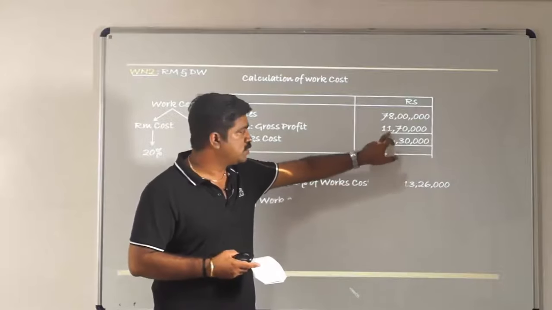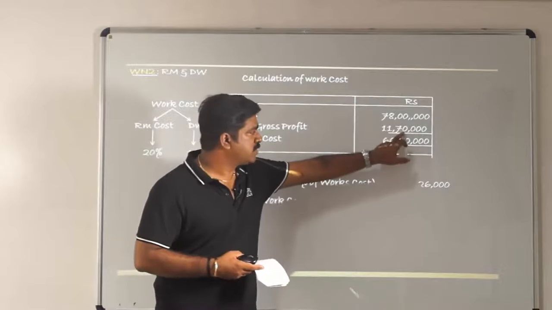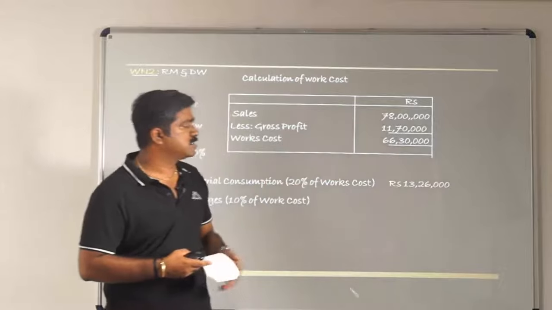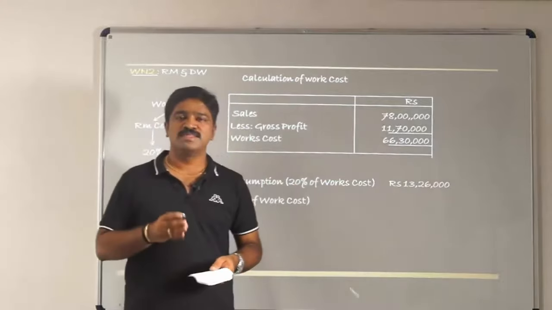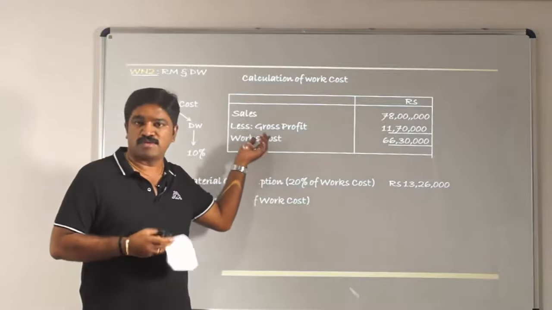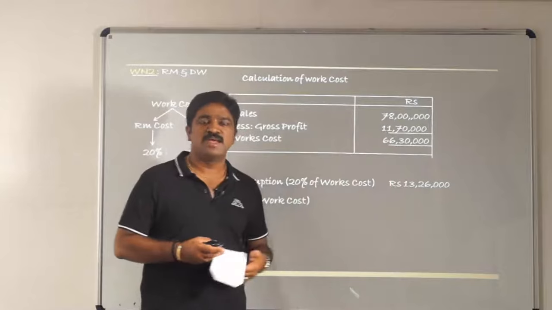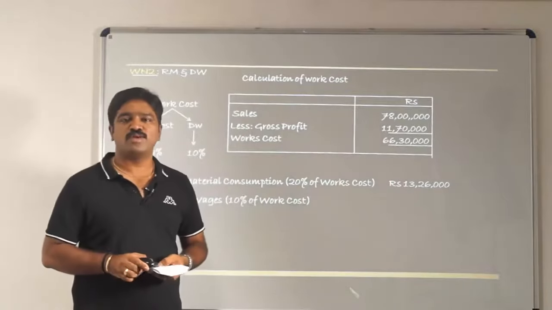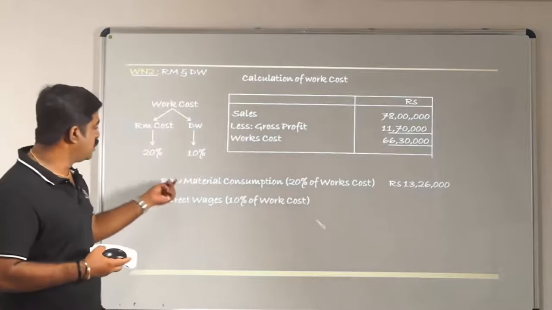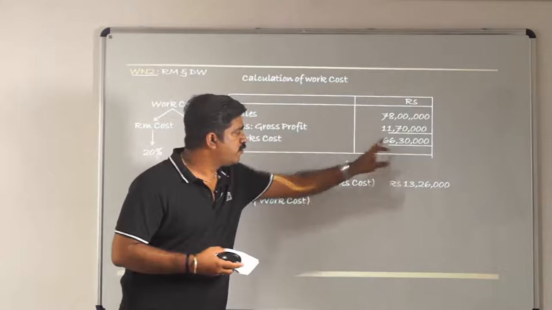That is 1,170,000, that is 11 lakh 70,000. If I subtract this from 78 lakhs, what I get is 66 lakh 30,000. This 66 lakh 30,000 is nothing but the cost of goods sold, or otherwise we call it works cost. Once we have this information, it becomes simple. We can find out the raw material cost and direct wages cost. Raw material consumption cost is nothing but 20% of works cost.